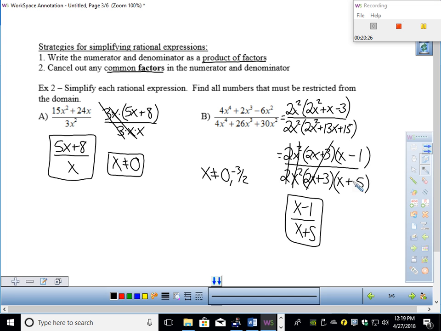And x can't be negative 5. So those three values, again, even though we don't see that here, it manifested itself in the original, and that's where we're looking. So those are the restrictions on the domain. Perfect.